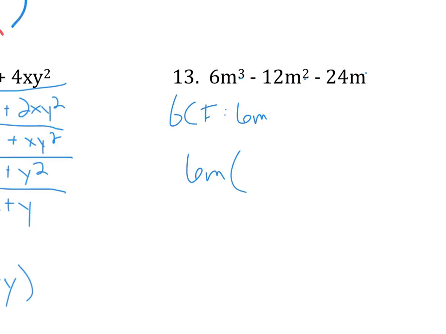When we factor that out, that leaves us with 1m squared. Minus 12 divided by 6 is 2. M squared, take out 1 is 1m. 24 divided by 6 is 4. Take out 1m, that leaves us with no m's. And there is that factored out with the GCF.